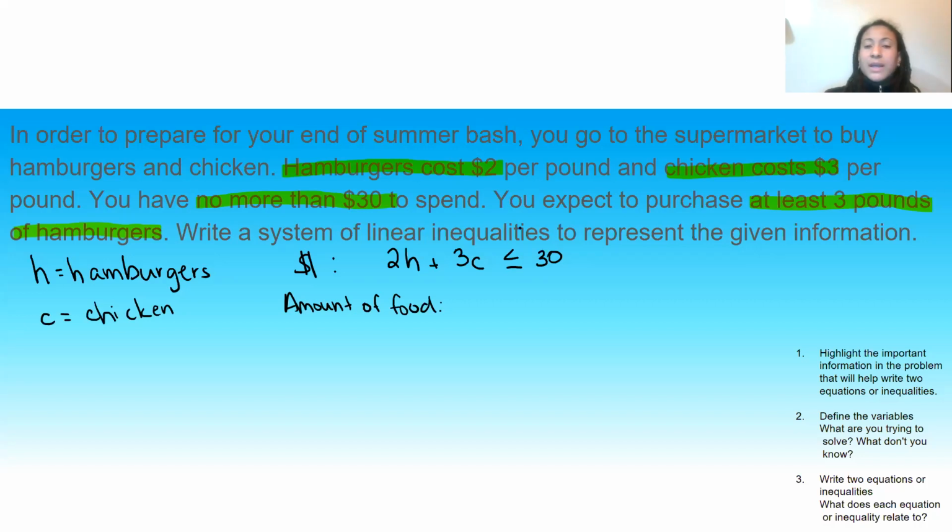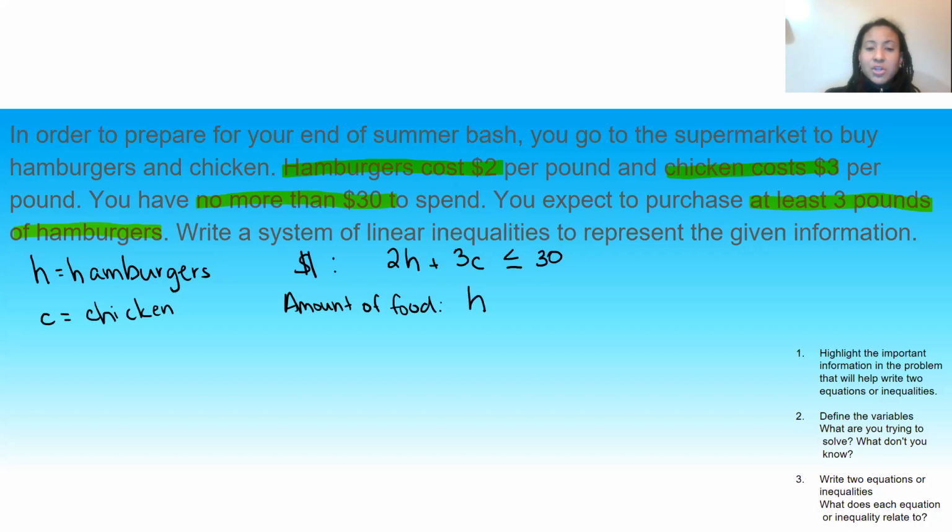Now the next one, it says you expect to purchase at least 3 pounds of hamburgers, okay? This one might be a little tricky, but let's talk about it. What are they talking about in that particular piece? Just hamburgers. Did it mention anything about purchasing the chicken? No, it only told us that chicken costs $3, but it did not tell us we need to purchase a certain amount of chicken. So do we need to put that in a part of our inequality? No. So not always we will use both variables, okay? So in this case, they're just talking about the hamburgers.